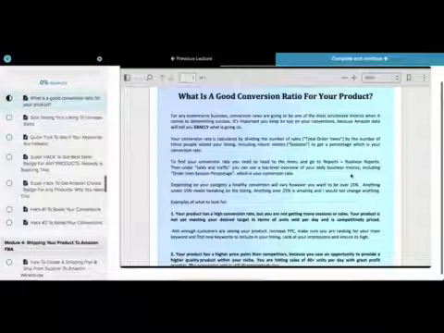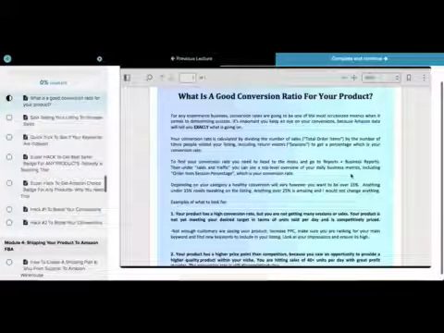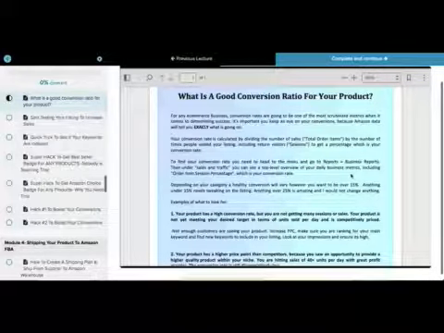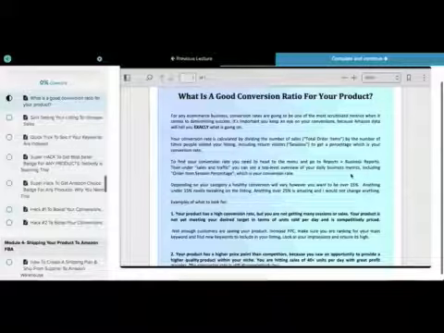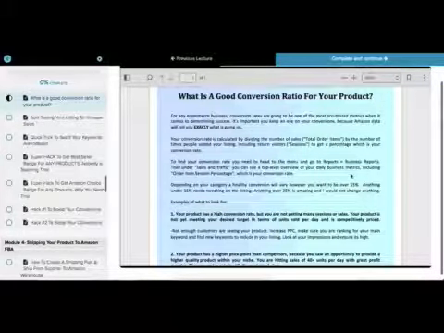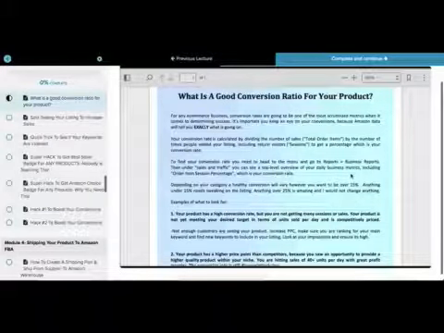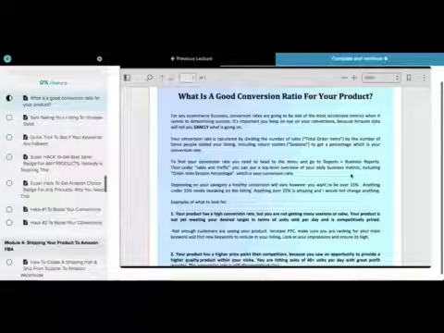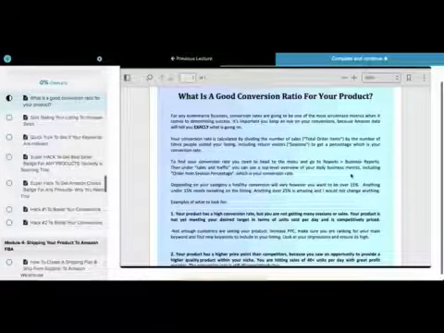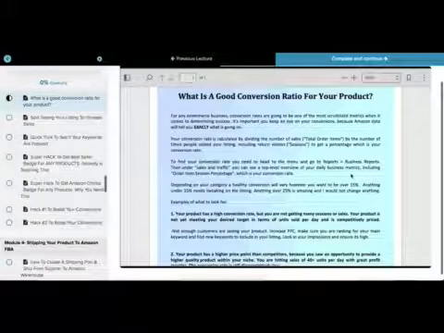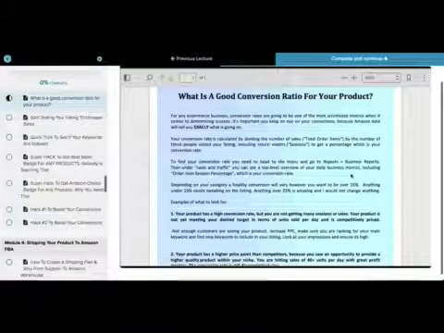Now, how do you first and foremost find your conversion ratio? It's very simple. When you're logged into your Amazon Seller Central account, you go to Reports, then Business Reports, and under Sales and Traffic you're going to see a top level overview of your daily business metrics. It's going to show you the order item session percentage. That is your conversion ratio. So you can keep track of it on a daily basis, on a monthly basis.